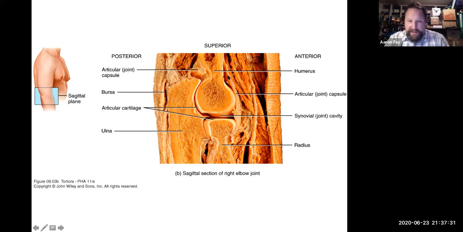So you can see here is our articular capsule. This here is the capsular space. Inside the capsular space, it is going to be filled with synovial fluid.